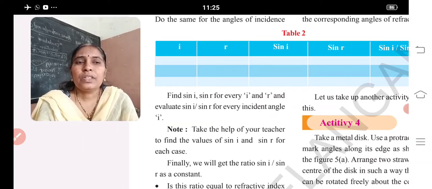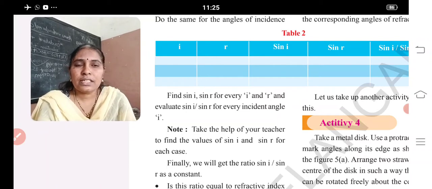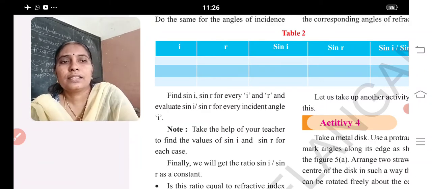So here sin I by sin R, sin I means angle of incidence, sin R means angle of refraction. Both are constant. And for the sine values, take the help of your teacher to get them. Already once in a video I dictated all the sine values for sin 30, sin 45, sin 60, sin 90, sin 0 also. Okay. Next.